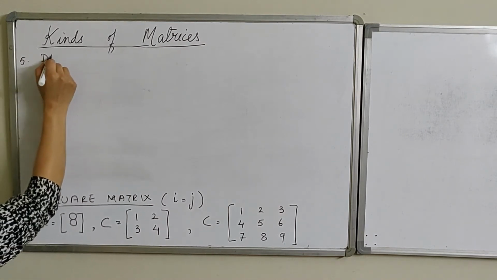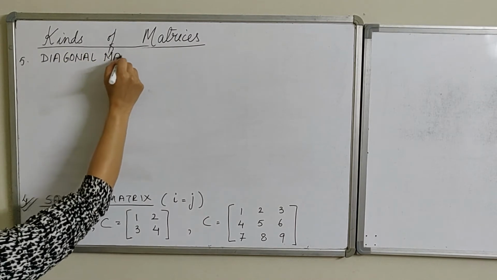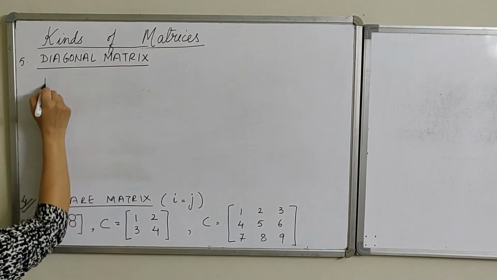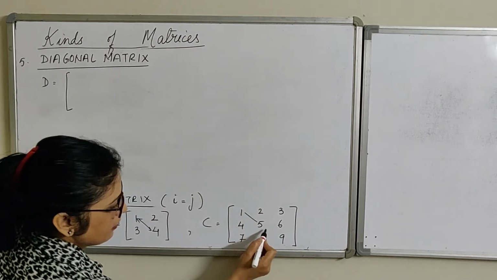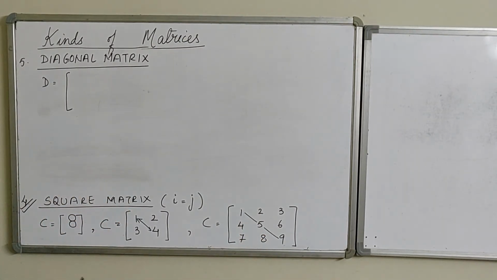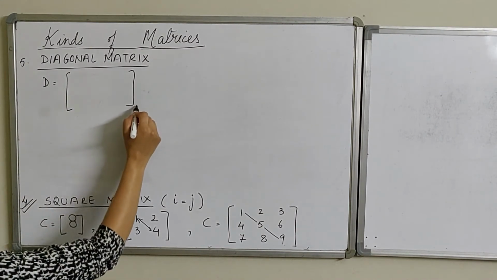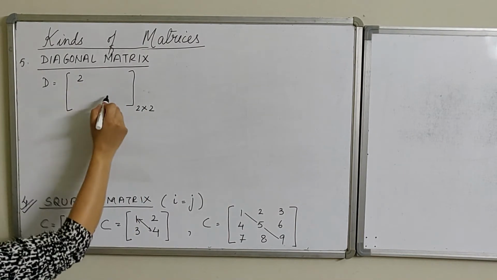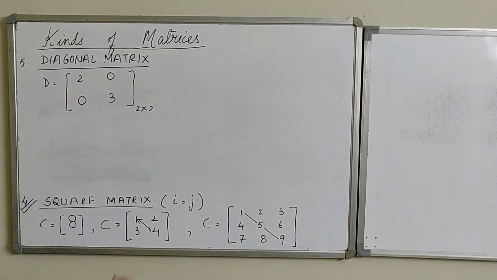So, diagonal matrix. This is a square matrix, and in any square matrix there will be a diagonal. These are the elements of the diagonal, and the other elements are the non-diagonal elements. So in a diagonal matrix, suppose I am writing down a 2 by 2 matrix, then the diagonal elements are non-zero elements. For example, this, and the off-diagonal elements, each is a 0.